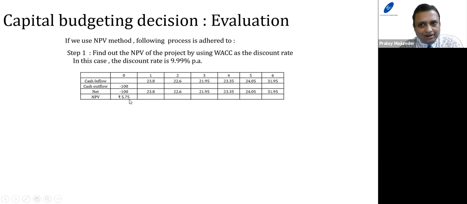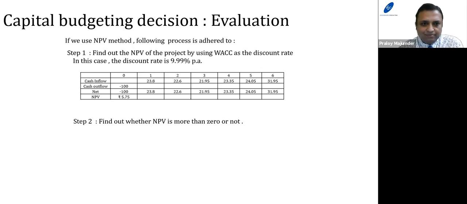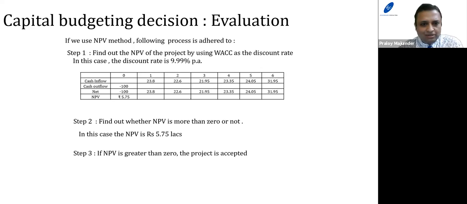Previously, we calculated at a 9% discount rate. So that's why NPV was higher in the previous case. Step 2, find out whether NPV is more than 0 or not. In this case, NPV is 5.75 lakhs, so it is more than 0. So it is accepted. So what does it mean?